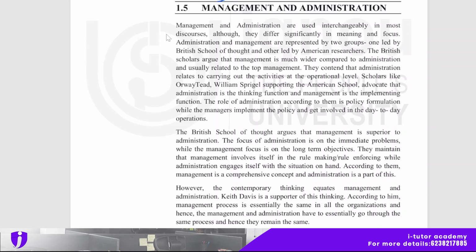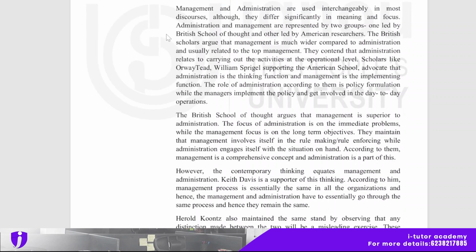Administration and management are represented by two groups, one led by the British school of thought and the other led by American researchers. The British scholars argue that management is much wider compared to administration. Management is a wider process than administration. That is the point the British school argues. They contended that administration relates to carrying out the activities at the operational level.